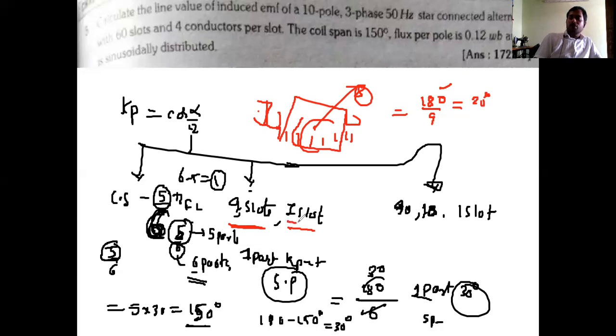But short pitched by one slot. So for one slot, 20 degrees. The short pitch angle is equal to the number of slots short pitched into the angle for one slot. So short pitched by one slot, nothing but 1 into 20. But if he gives 2 slots, the short pitch angle will be 2 into 20. If you give 3 instead of 2, the short pitch angle is equal to 3 into 20. Like that you need to find.